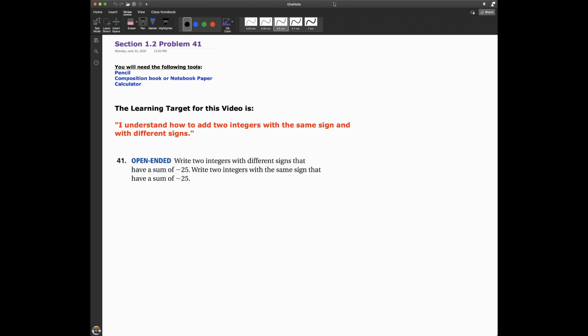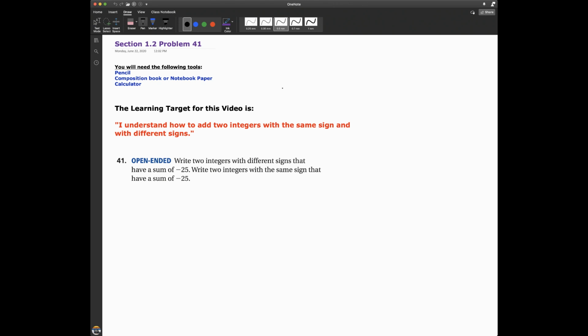So let's look at the question. It says, write two integers with different signs that have a sum of negative 25. The second part is write two integers with the same sign that have a sum of negative 25. All right, so how could we go about solving this problem?